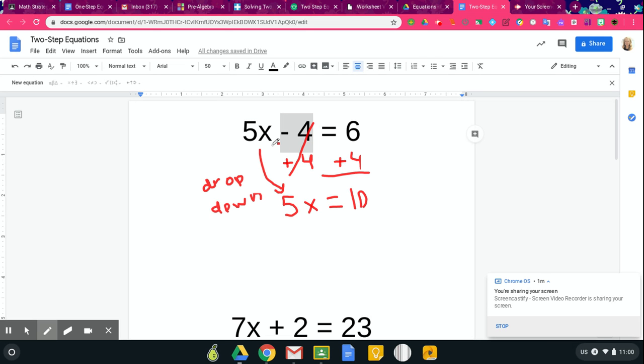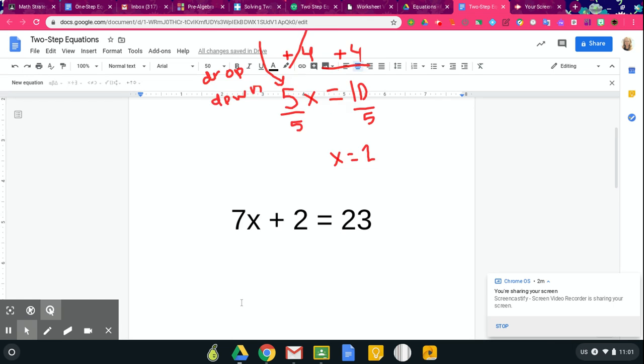All I've done is I've dropped it down. And the opposite of multiplying by 5 would be to divide by 5. And this is just a one-step equation at this point, which is what you've been working on. So 10 divided by 5 equals 2. So x in this case would be 2. And you can always plug it back in and check it if you want to. But these are pretty simple, so we'll just move on.